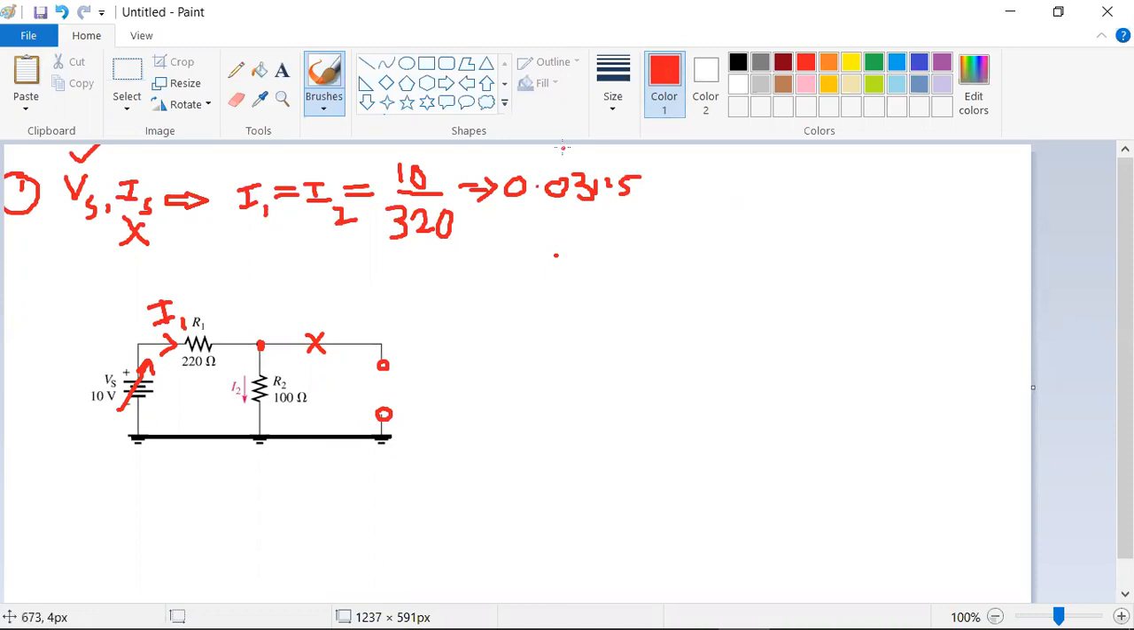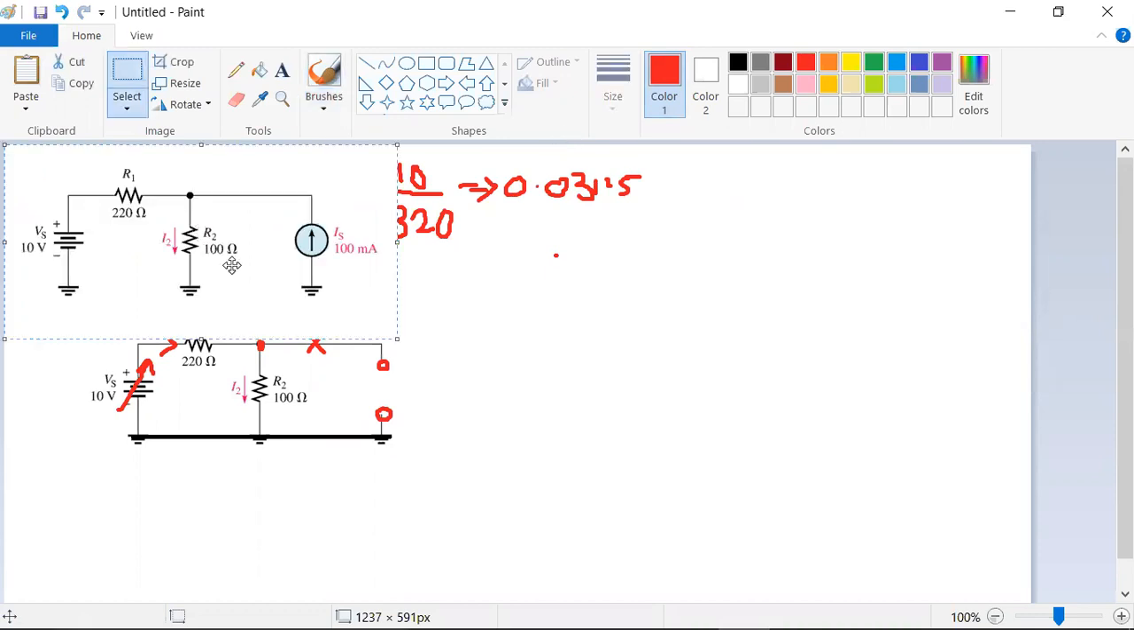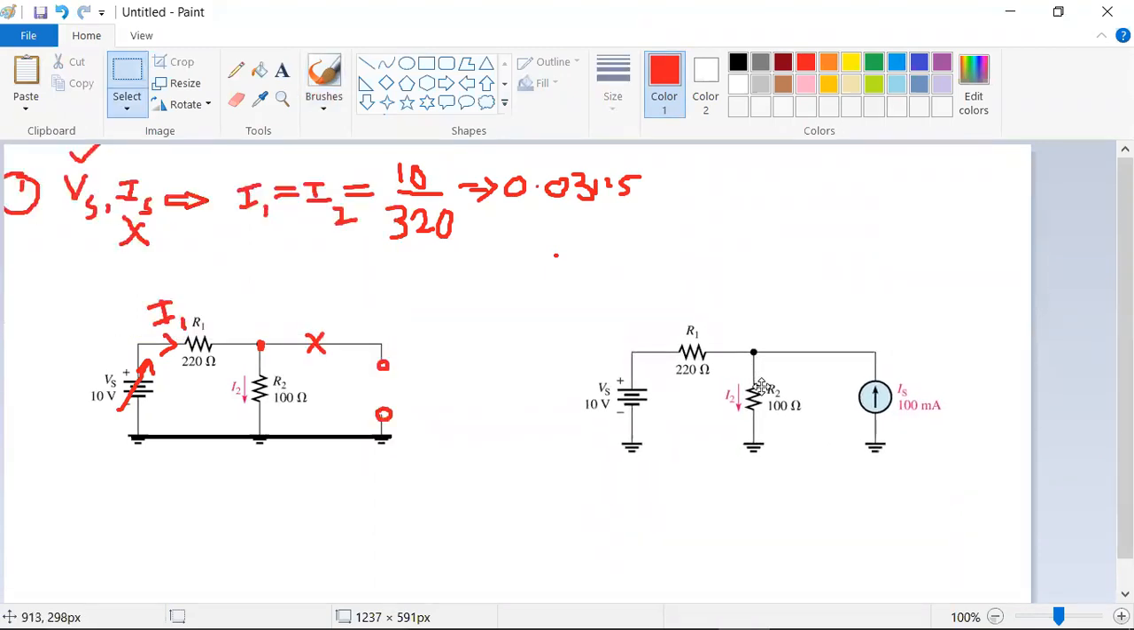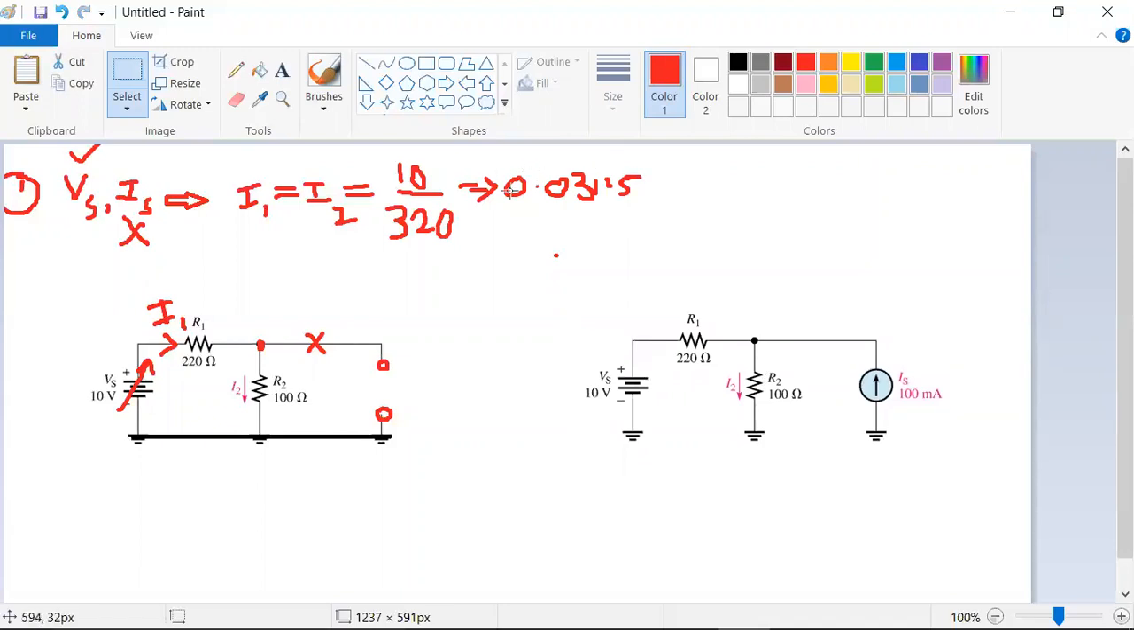Now let's see case 2 by taking this circuit. The current is 0.0312, and its direction is downwards. Let me show the direction over here. This is case 2. Let me draw the line over here.